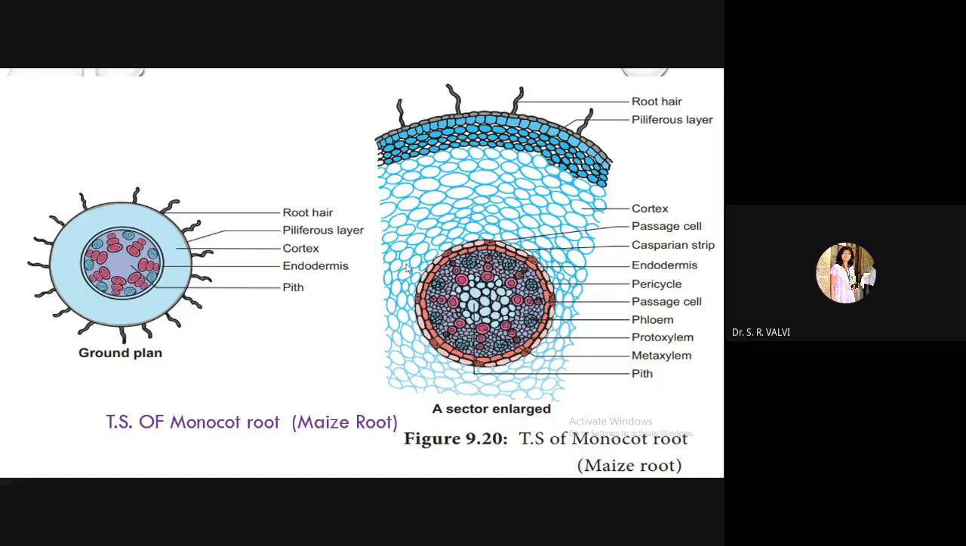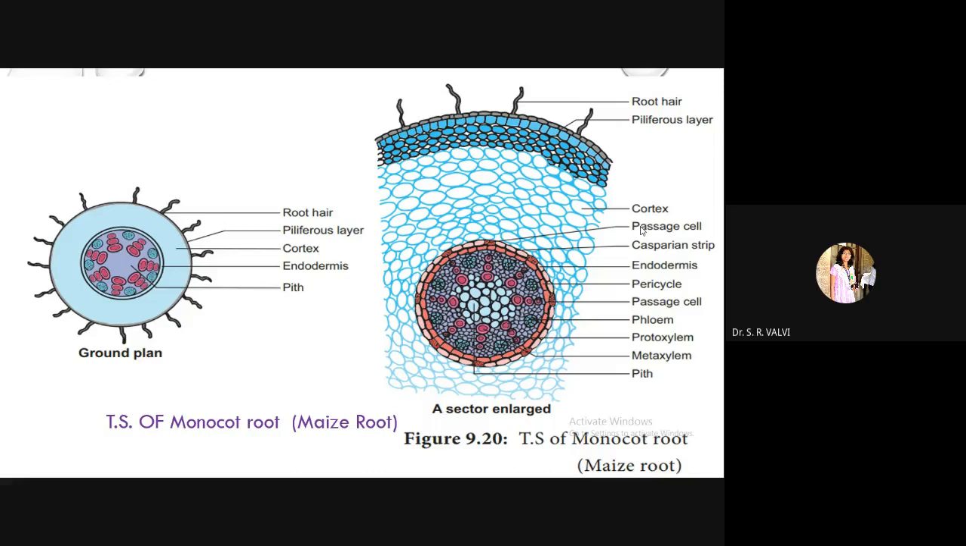Now, one more layer I have mentioned over here. See my cursor, passage cells. So passage cells are also within these Casparian strips. Okay, Casparian strips, where are they present? Casparian strips are present within the endodermis. So now again, what is the function played by passage cells?